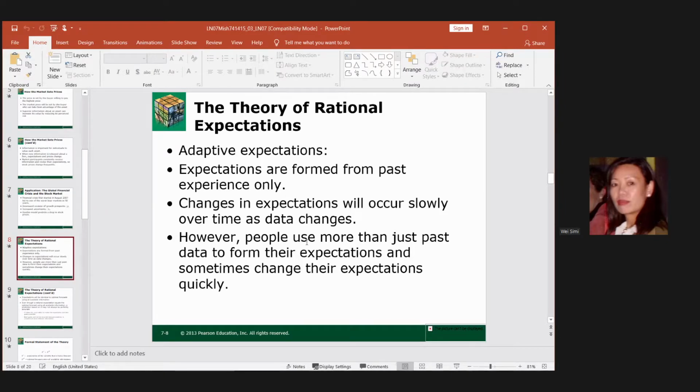So that's how I'm trying to tell you people use more data, not just past data, to form their expectation. And sometimes they change their expectation quickly. Right now, we have $1.9 trillion already printed and given to you very soon, by the end of this week, maybe next week, we'll have the money, right?